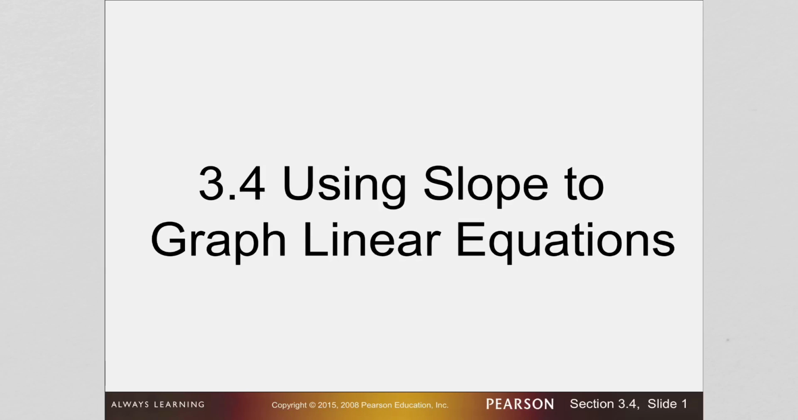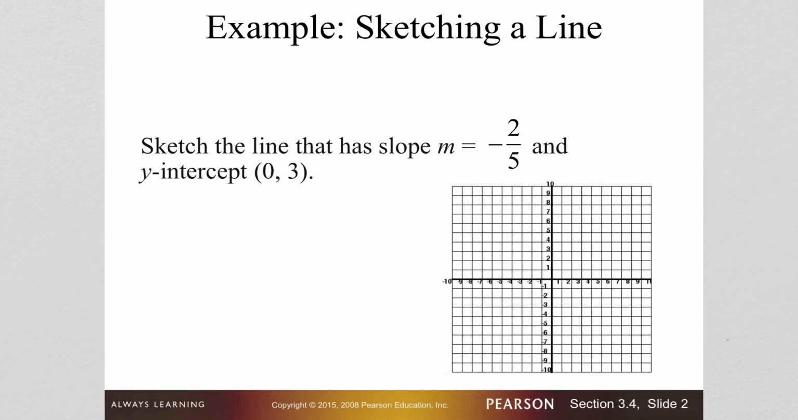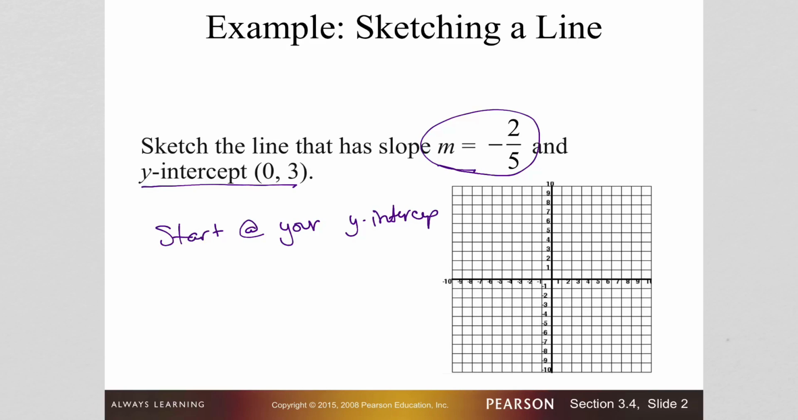Okay, so let's talk about using slope to graph our linear equations. On here we are going to sketch the line that has a slope of m equals -2/5 and a y-intercept of (0, 3). So start at your y-intercept. I'm going to go up to (0, 3).